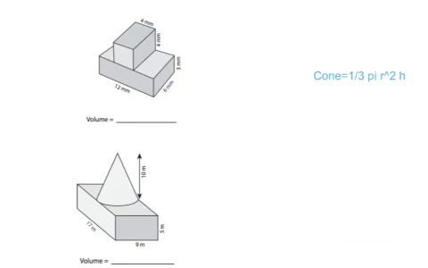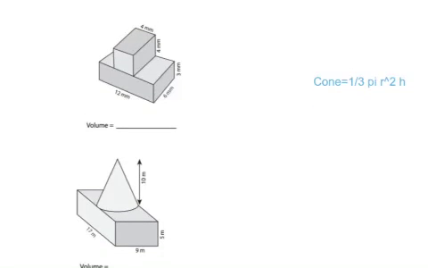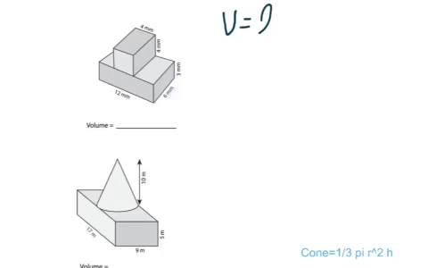Okay? Let's take a look at the next two problems. They're a little bit different than the previous ones. The first type, we have some rectangular prisms on top of each other, and then the second type we have a rectangular prism followed by a cone. So the volume of a rectangular prism is, oops, let me write that down, basically length times width times height.